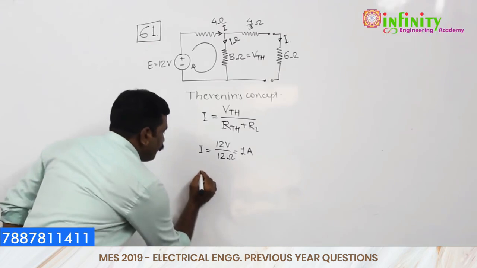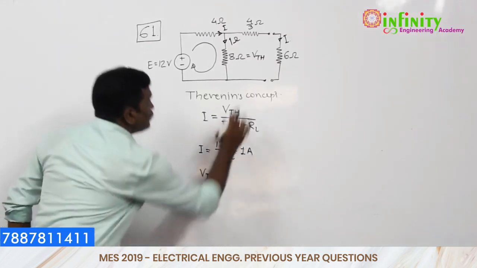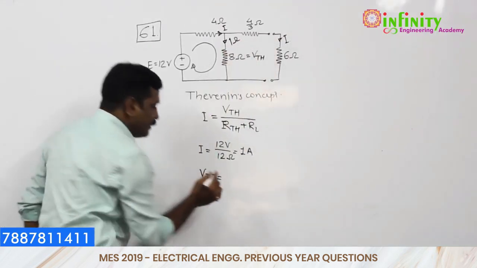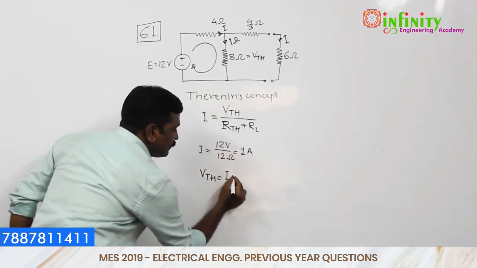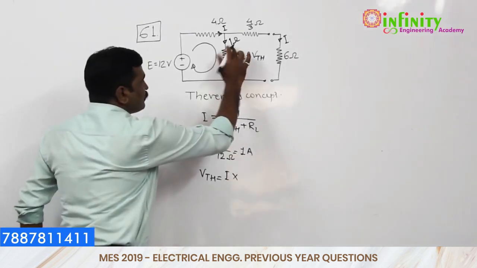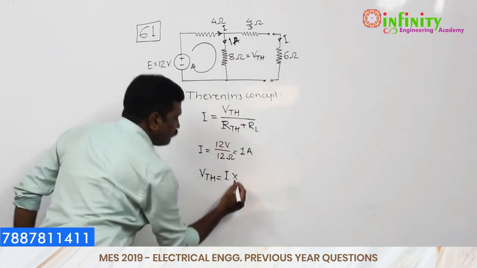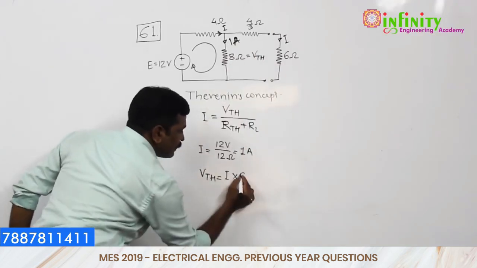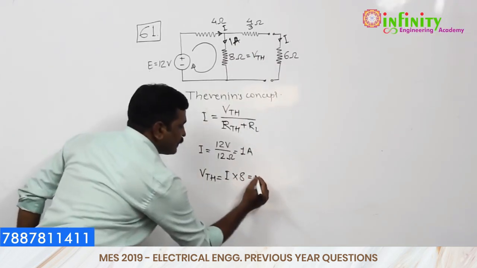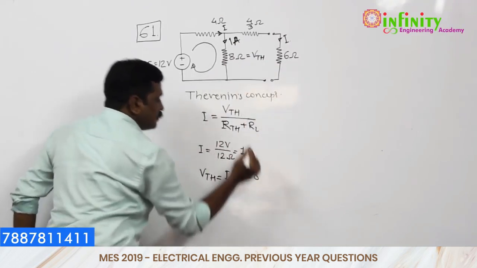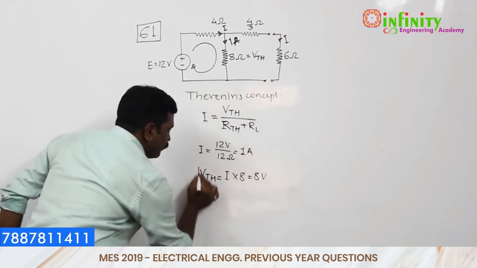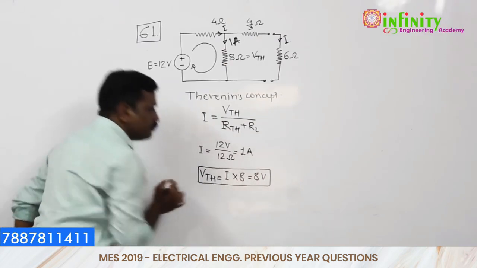So that's why the VTH, the Thevenin's voltage, is nothing but this voltage. This voltage is nothing but the current flowing through that particular path, that is the 1 ampere current, multiplied by this 8 ohm resistance. So this is nothing but the 8 volt. So we just have the VTH 8 volt.